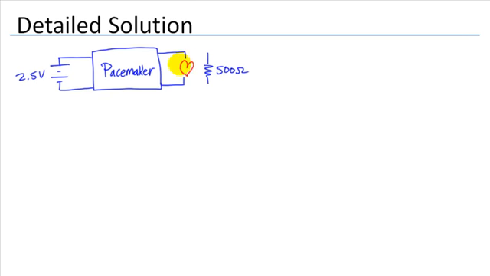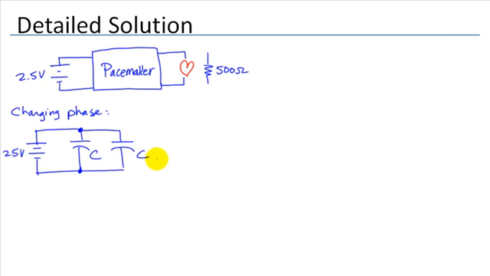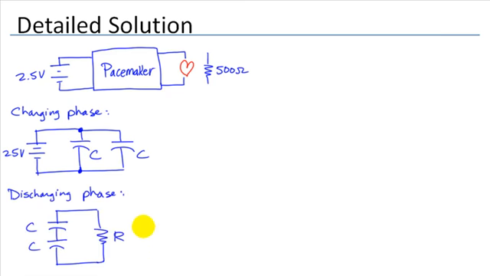Now let's proceed with the detailed solution. Again, the heart is modeled as a 500 ohm resistor, and during the charging phase, the capacitors are connected in parallel to the 2.5 volt battery. During the discharging phase, they are connected in series and then connected across the model for the heart.